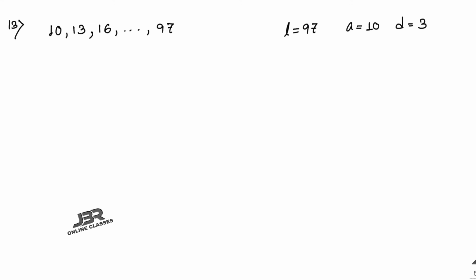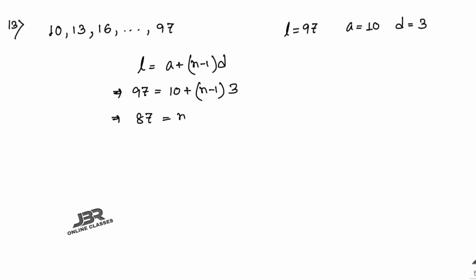The formula of L is A plus n minus 1 into D. So 97 equals 10 plus n minus 1 into 3. So it's 87 equal to n minus 1 into 3. Now 87 divided by 3 is 29. So 29 equal to n minus 1. So here your answer is 30.